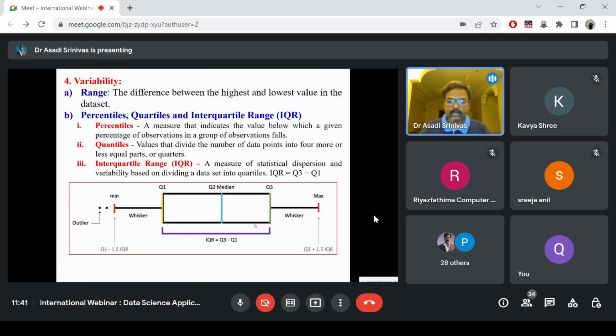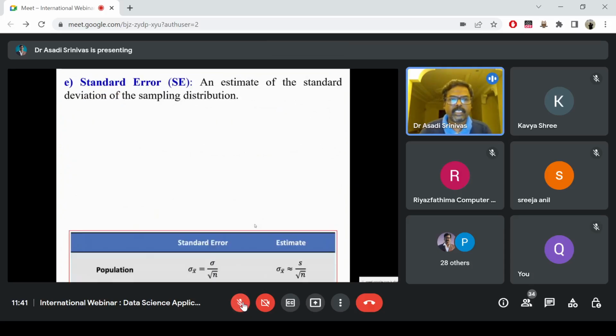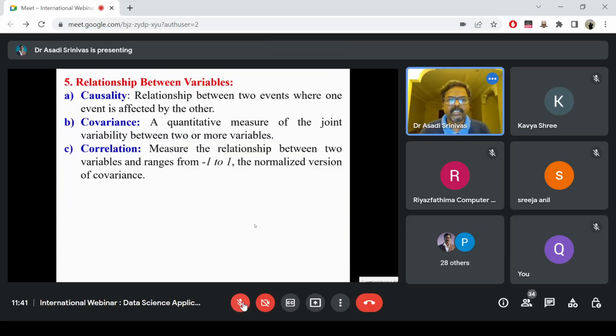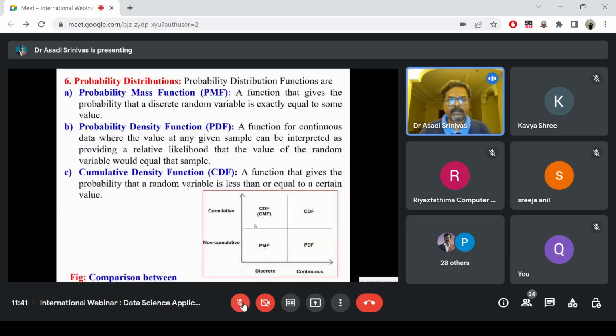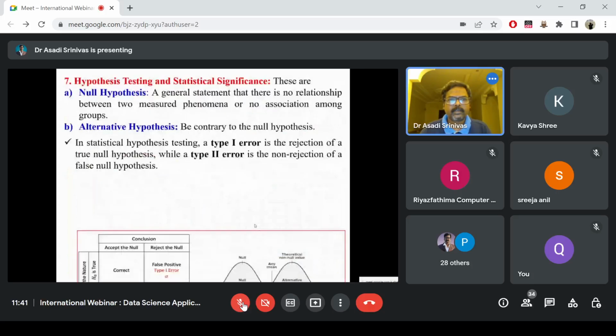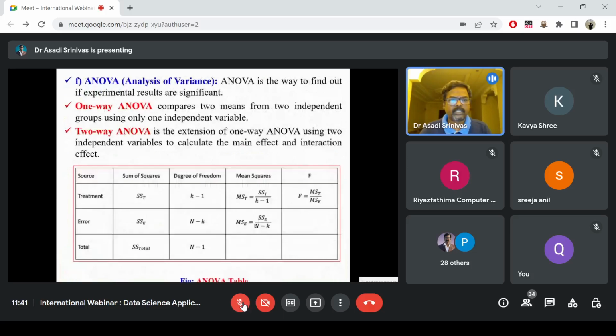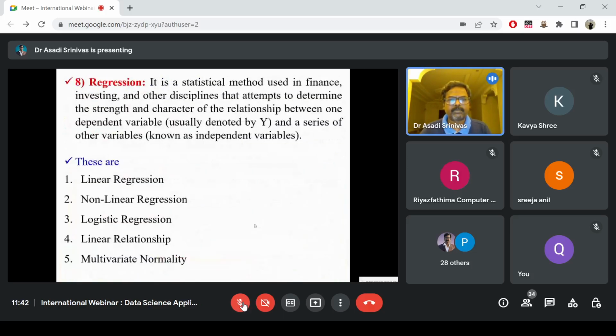Okay. So in these statistical methods, I'm going to show you linear regression, nonlinear regression, logistic regression. These are the few concepts I'm demonstrating now. Please see here. So these are the concepts of the statistics subject.